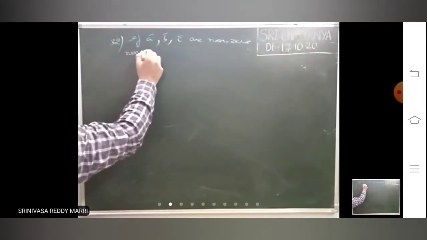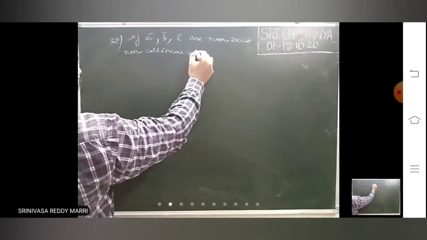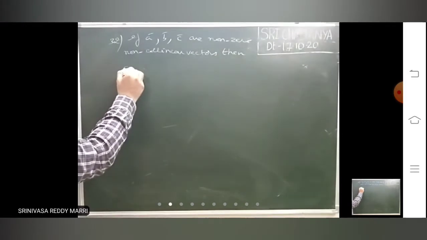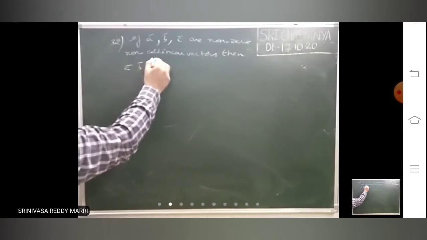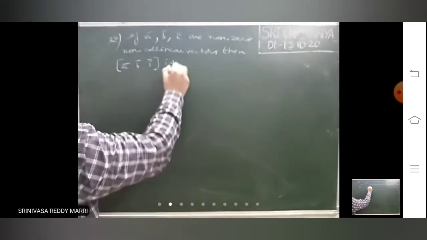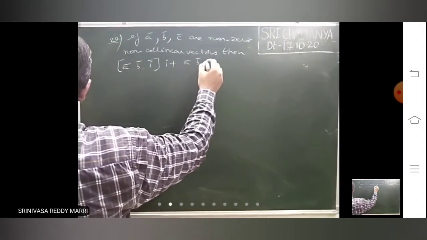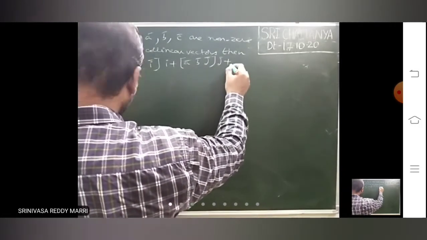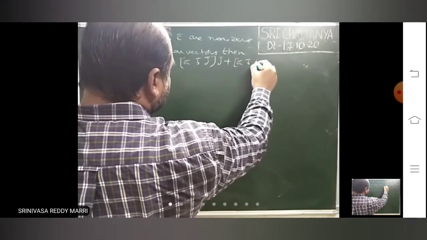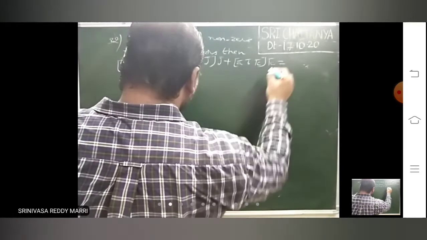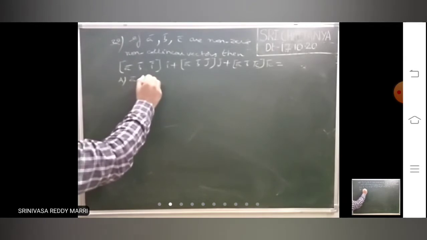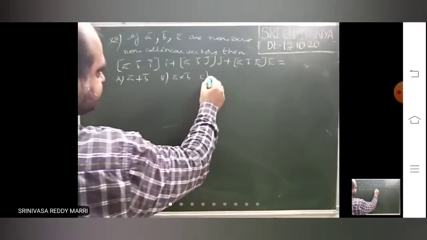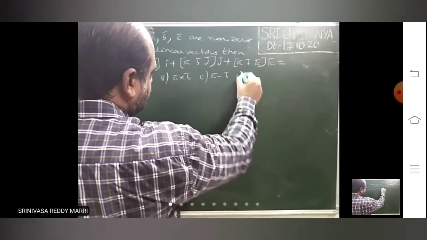Non-zero, non-collinear vectors, then [A bar, B bar, I bar] box into I plus [A bar, B bar, J bar] into J bar plus [A bar, B bar, K bar] into K bar equals A bar plus B bar, A bar cross B bar, C, D.